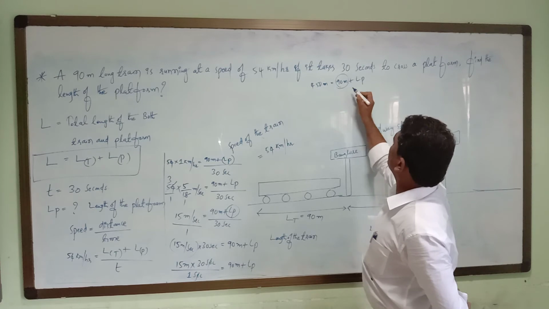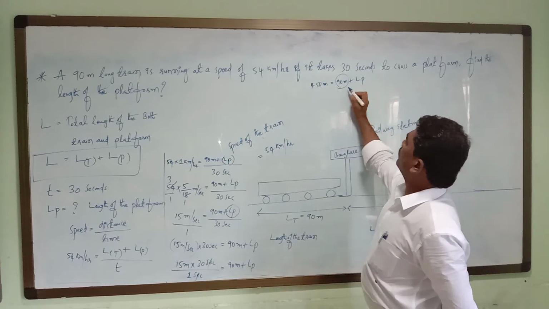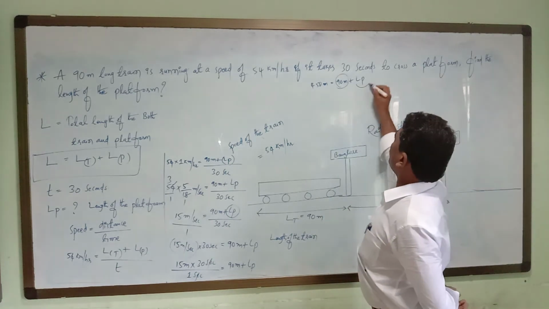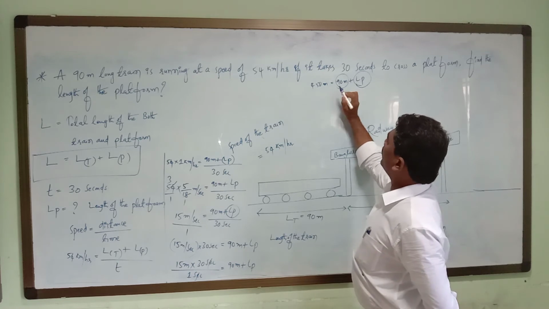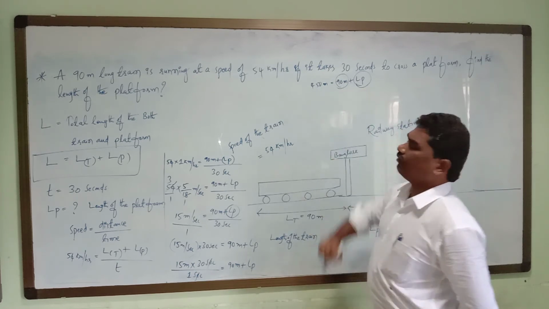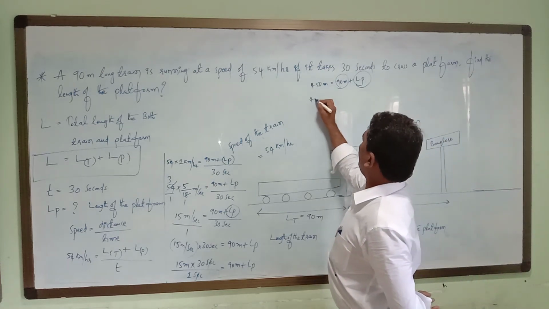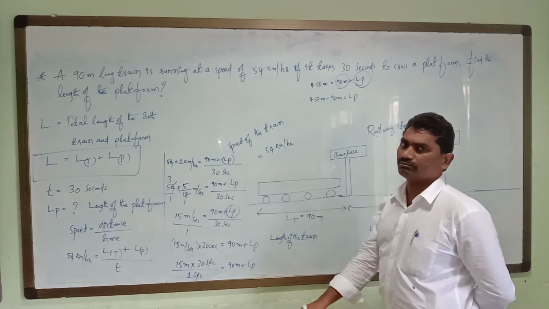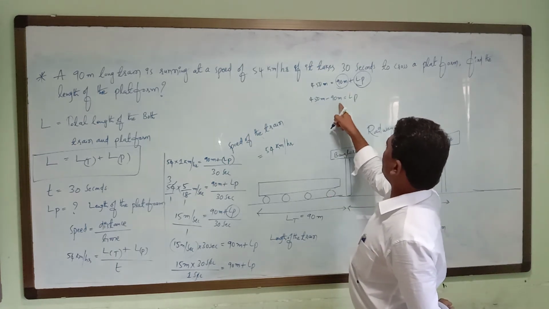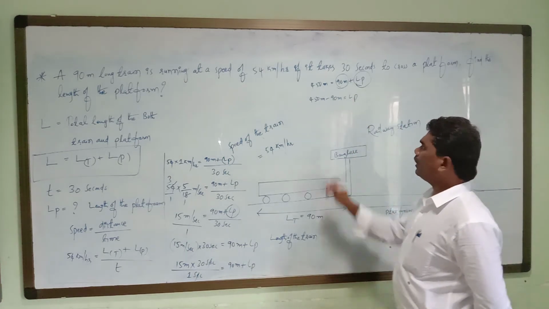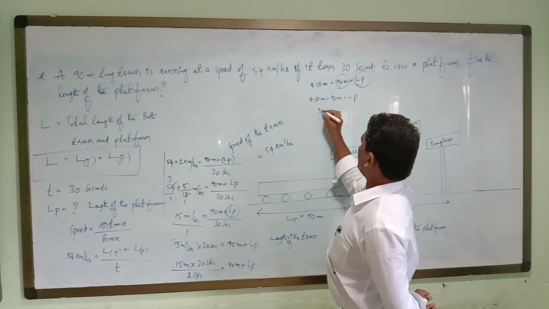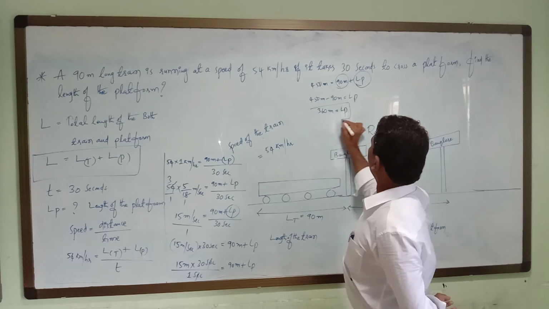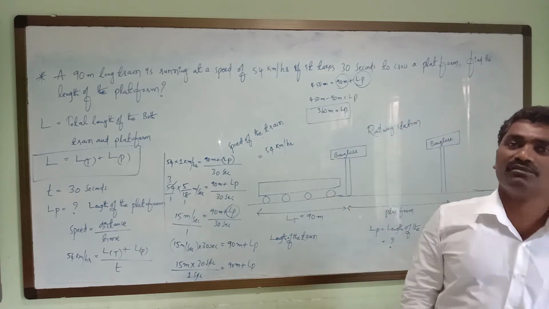So 450 meters is equal to 90 meters plus the length of the platform. To calculate the length of the platform, 90 meters is subtracted from 450 meters. So 450 meters minus 90 meters is equal to the length of the platform. 450 minus 90 is 360 meters. That is the length of the platform.